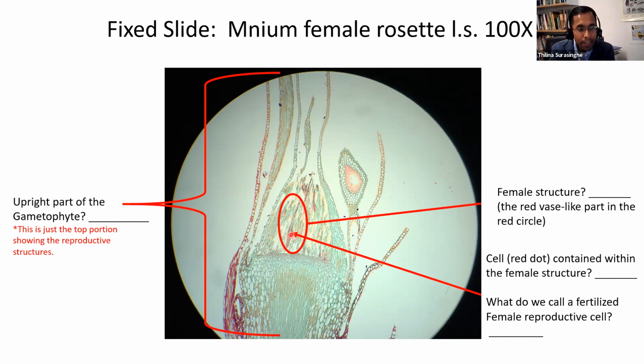What do you find inside the single cell that you see inside of it? The egg. Correct. After being fertilized, the egg becomes the zygote. Correct. Excellent.